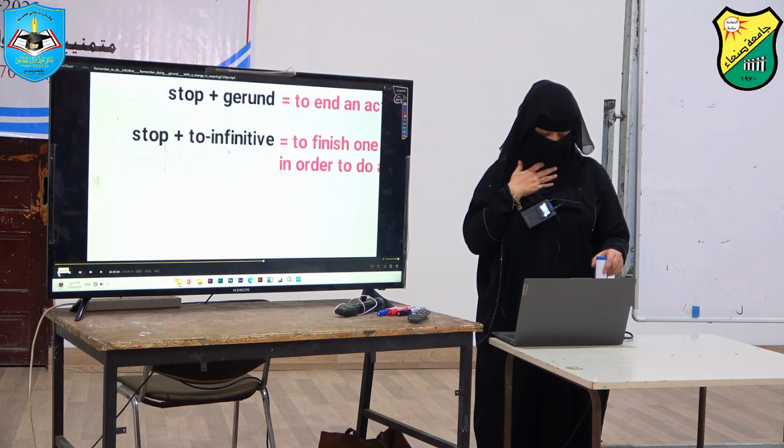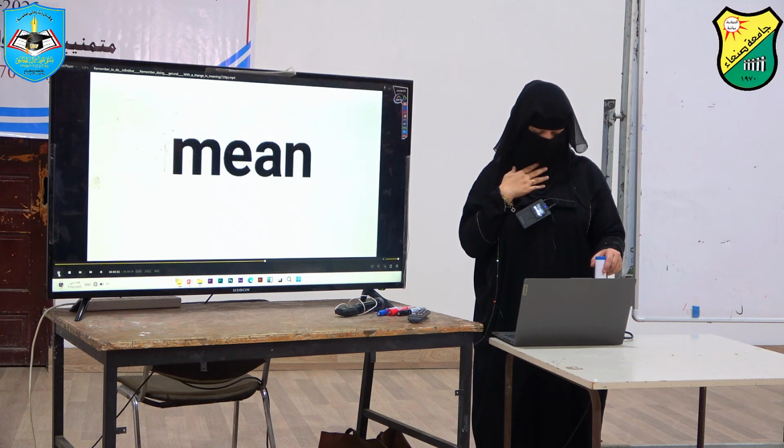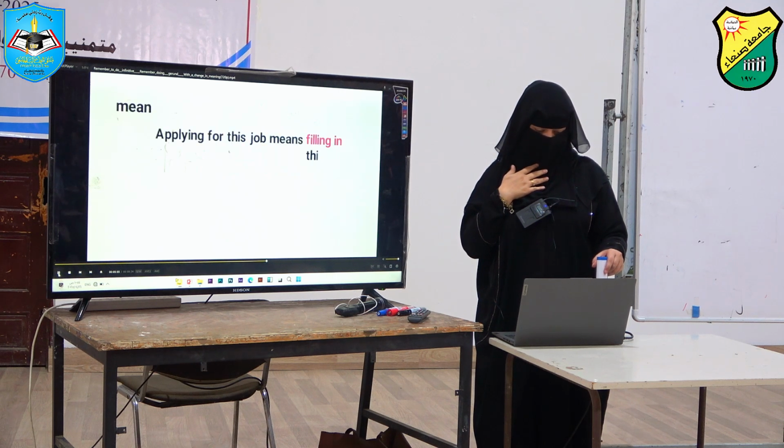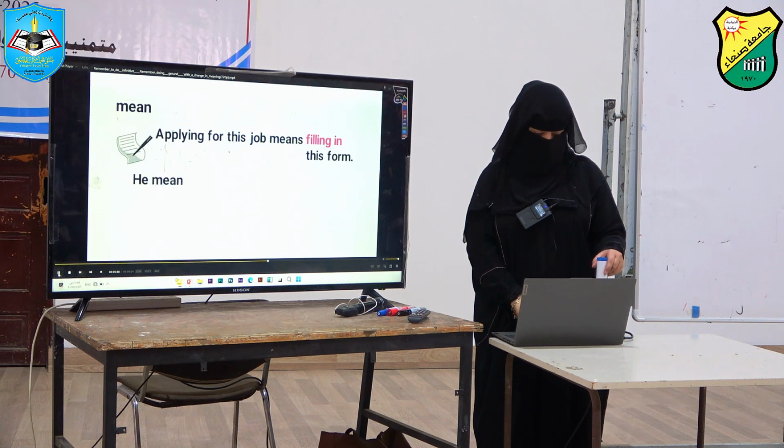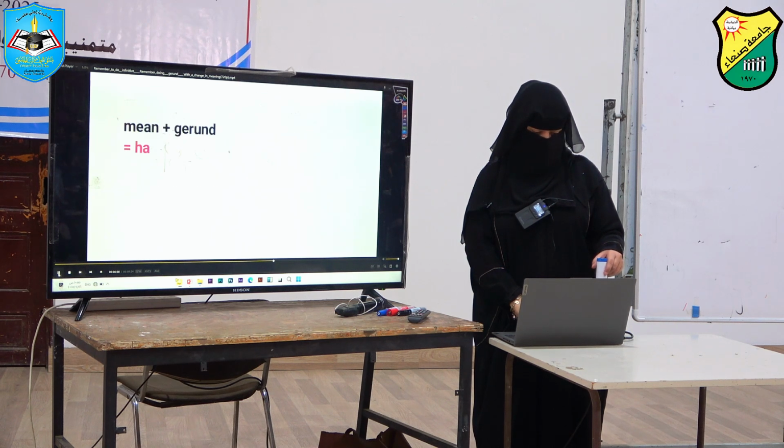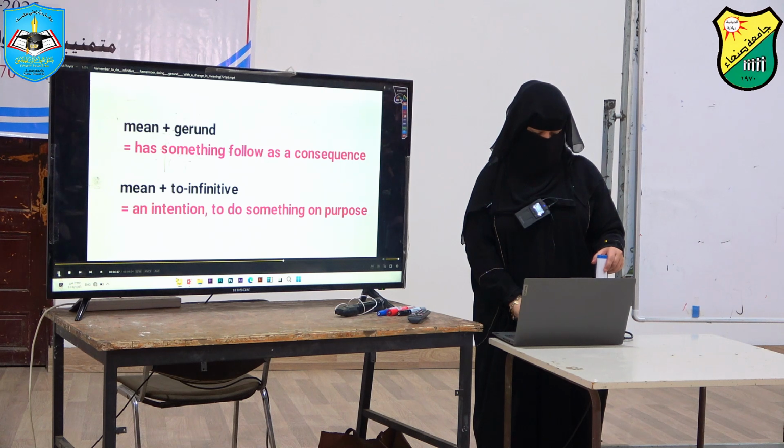Okay, so let's now look at the verb mean. Apply in this job means filling in this form, or he meant to break the glass. Which sentence is about something that follows as a consequence? Mean plus the gerund is when something follows as a consequence. So if you apply for the job, then the consequence is that you will fill in the form. Whereas he meant to break the glass shows that he did it on purpose. It was his intention. So mean plus the to infinitive is an intention or doing something on purpose.